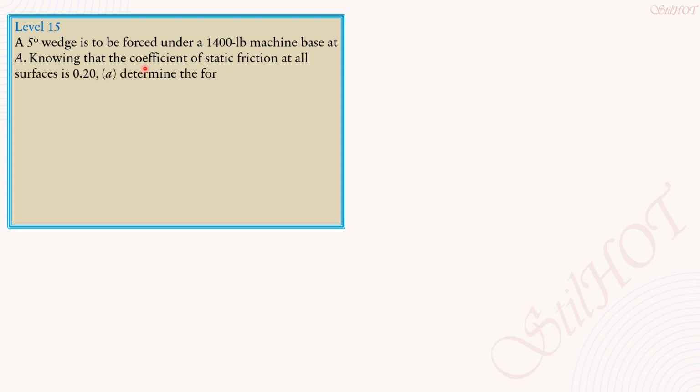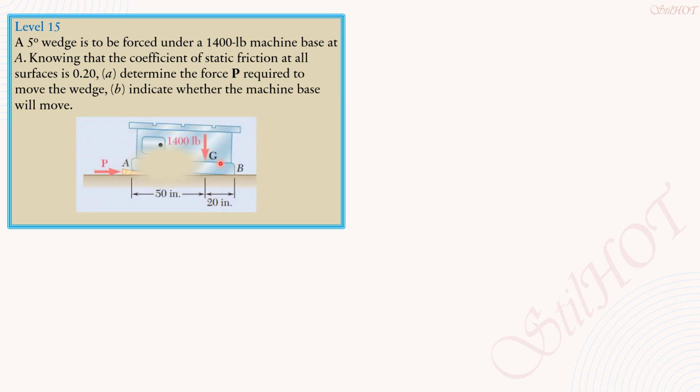Level 15 on friction on wedges. A 5-degree wedge is to be forced under a 1,400 pound machine base at A. Knowing that the coefficient of static friction at all surfaces is 0.2, Part A: determine the force P required to move the wedge, and Part B: indicate whether the machine base will move. So here is the given figure, and remember this wedge is a 5-degree wedge.